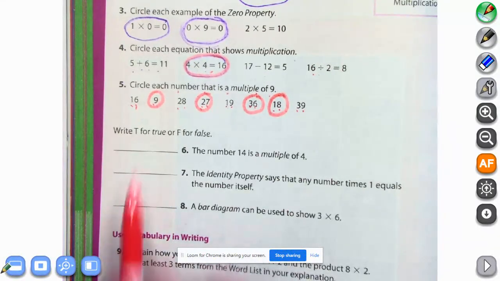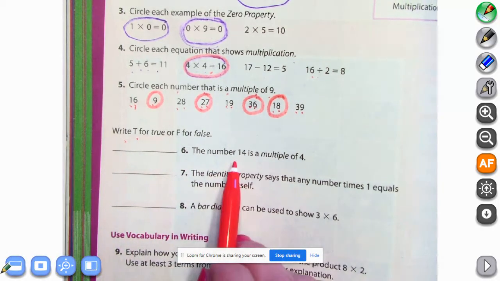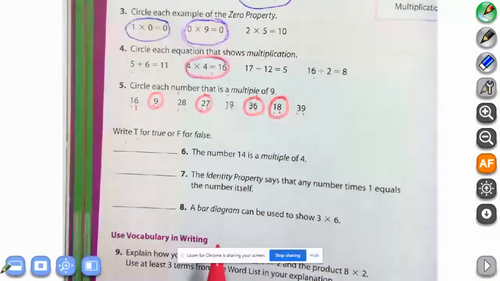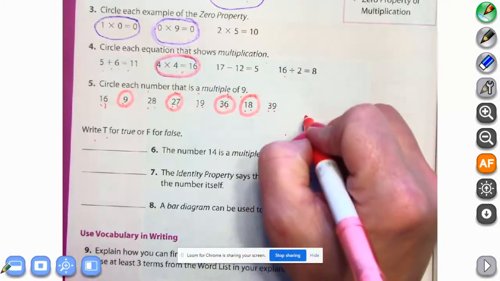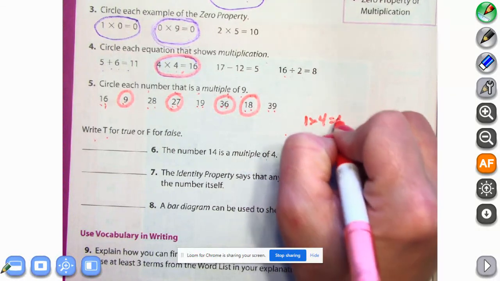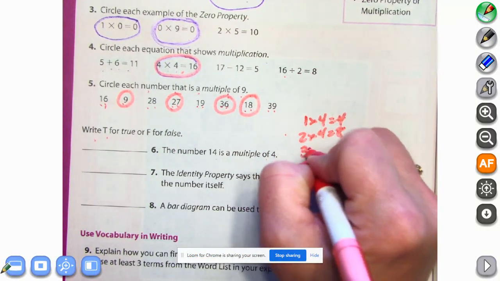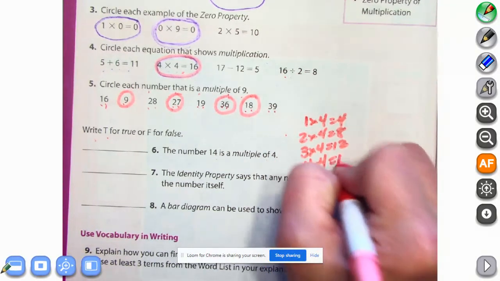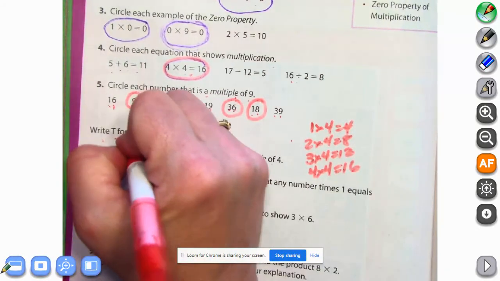All right. Write true or false. The number 14 is a multiple of 4. Well, let's think about it. 1 times 4 is 4. 2 times 4 equals 8. 3 times 4 equals 12. 4 times 4 equals 16. Did we ever say 14? No, so that's false.